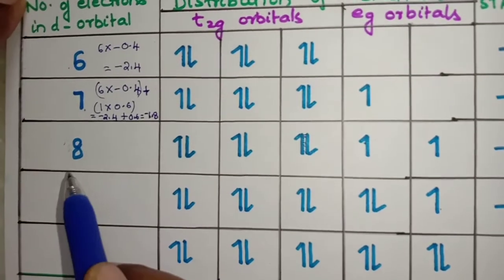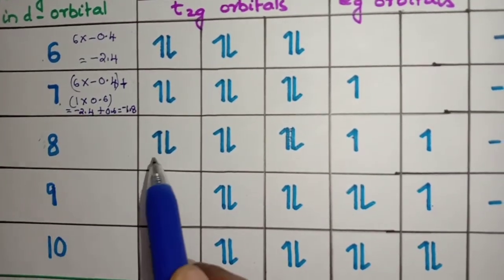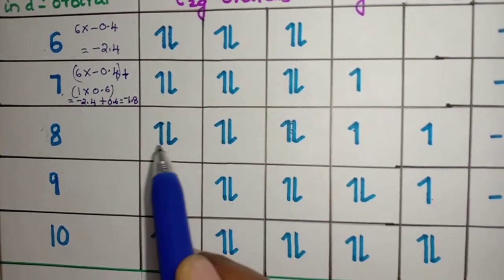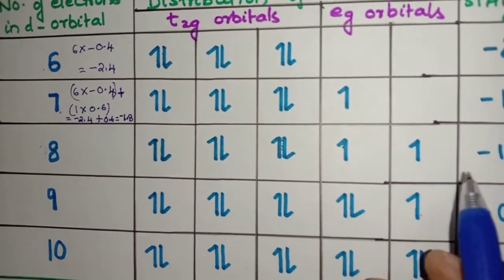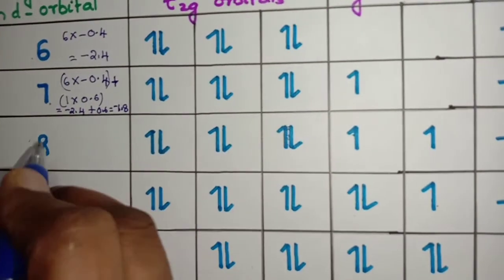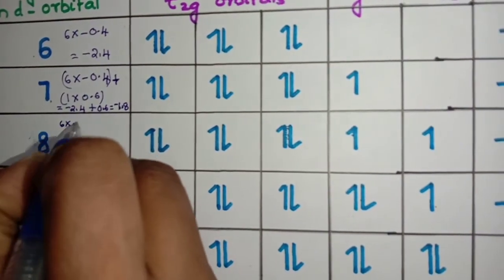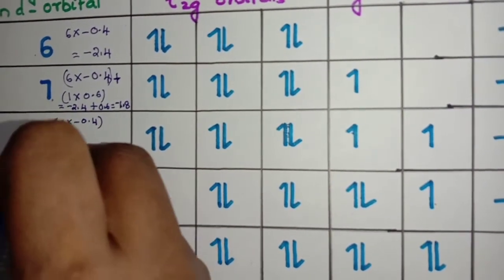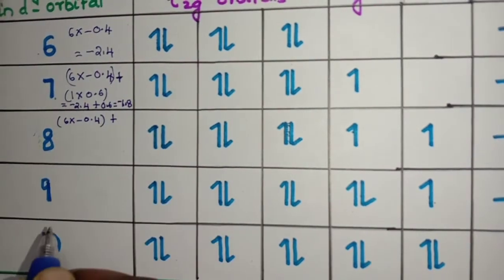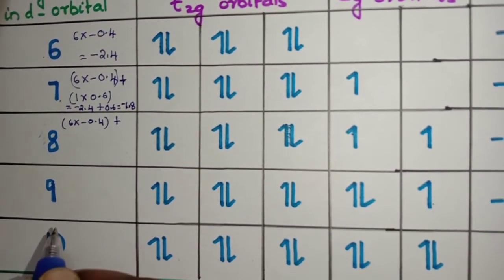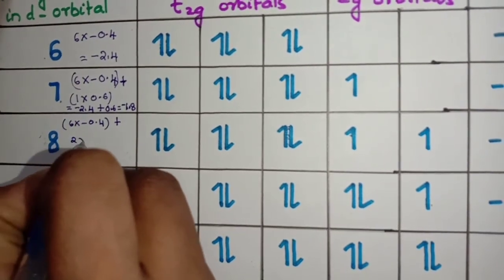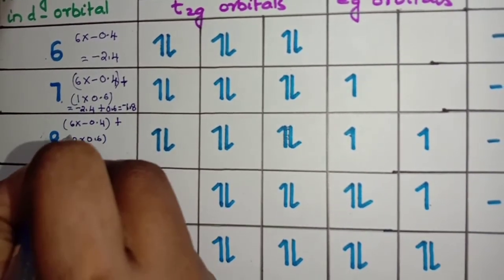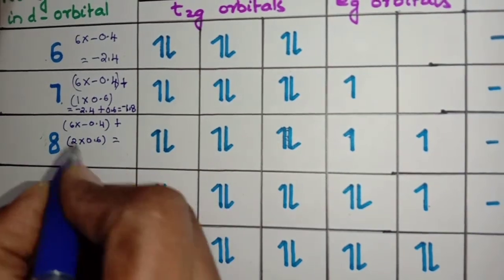Next, coming to number of electrons equal to 8. First, second, third, fourth, fifth, sixth, 7 and 8. Coming to calculation of CFSE. 6 into minus 0.4 plus how many electrons in Eg orbital, students? 2. So 2 into 0.6. 6 into minus 0.4.